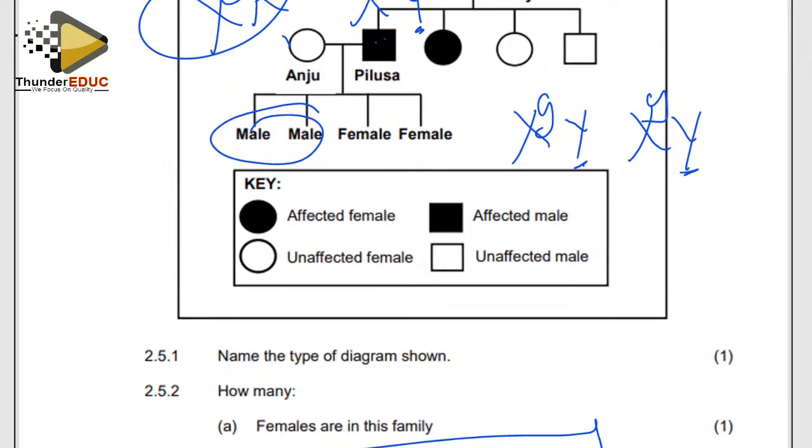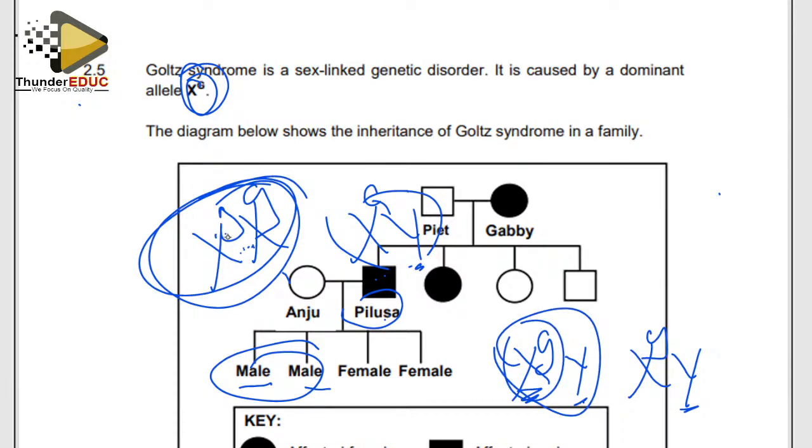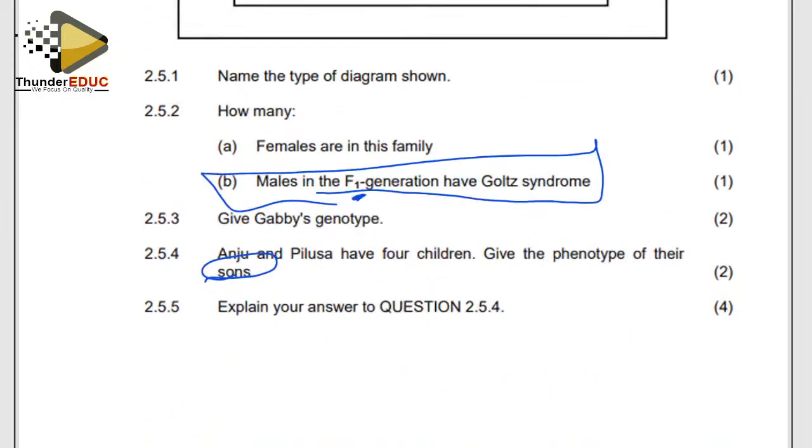Then they're saying explain your answer. So it means that you explain them that since Anju is unaffected female and Pilusa is affected male, therefore the males will inherit one recessive allele from Anju and a Y chromosome from Pilusa, resulting them to be male, and the recessive allele will be for this. You see? Yes. So that is it. You see that if you practice these questions, it is easy. You are able to get the answers right.